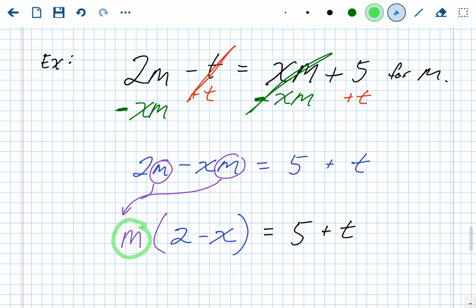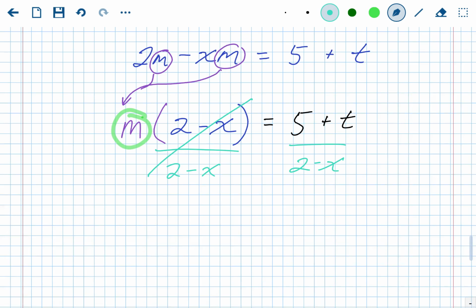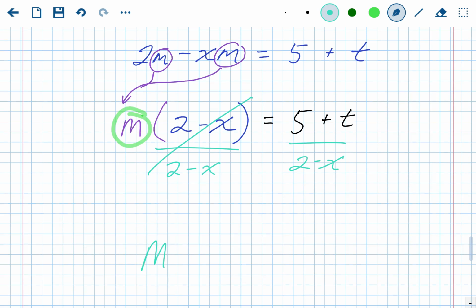Now we can get this m by itself, because it's m times (2 minus x). We'll divide by 2 minus x on both sides. That goes away, and we finally have m by itself. m is equal to 5 plus t over 2 minus x.